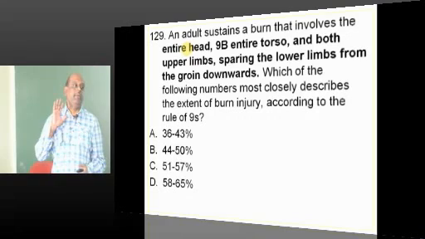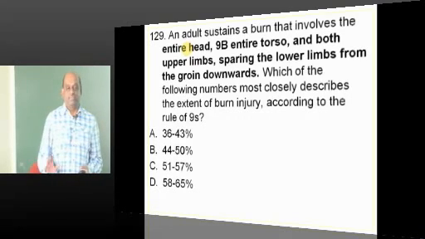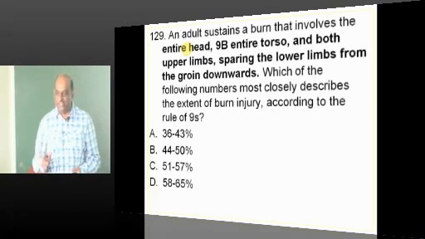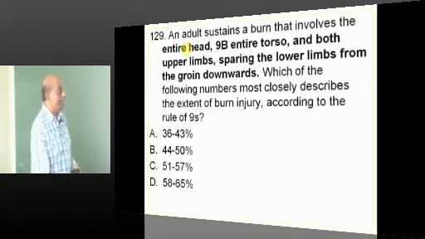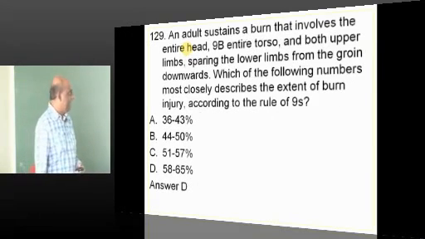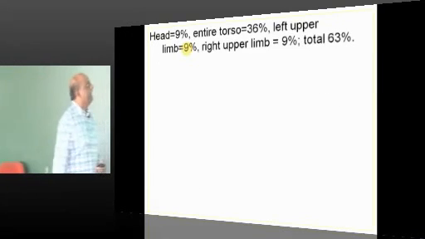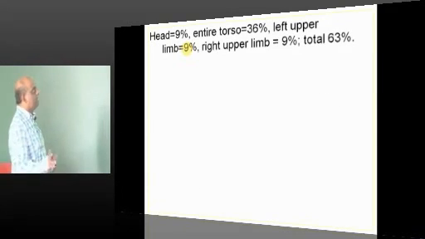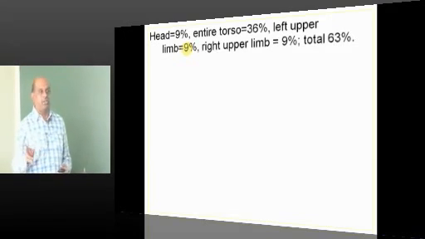A calculation on the burns. What is your answer? D, 58 to 65. Head 9, torso 36, left upper limb 9, right upper limb 9, total 63.